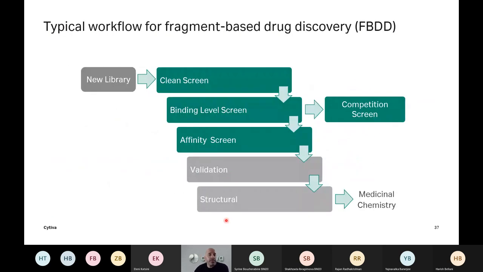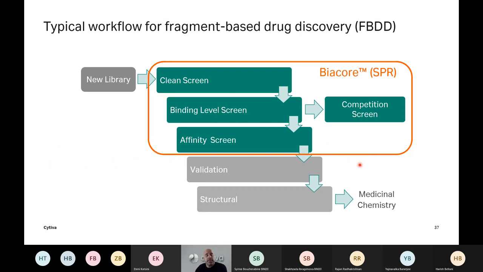So a typical workflow for fragment discovery is the one that is presented here. From a library of compounds, we can think about hundreds of thousands of compounds. We should follow a series of steps to finally select just a few of these compounds for structural analysis and go into medicinal chemistry. And Biacore analysis can be applied in all these steps: clean screen, binding level screen, affinity screen, and competition screen.